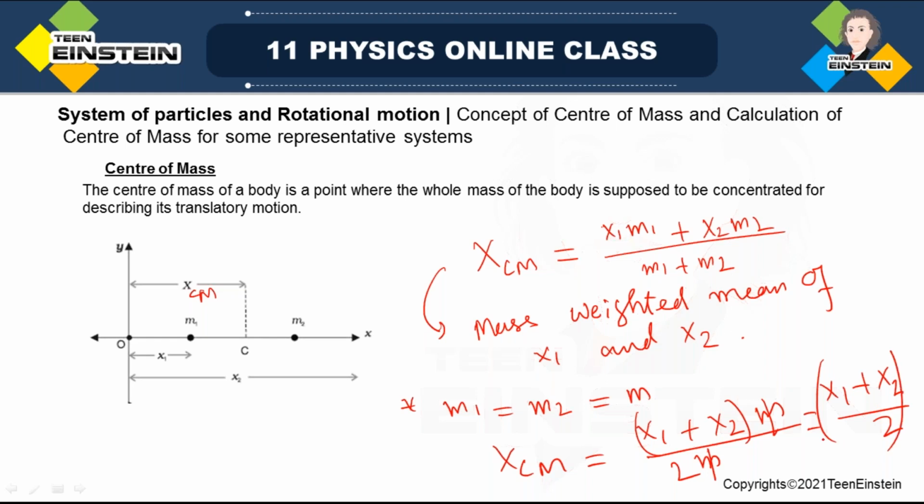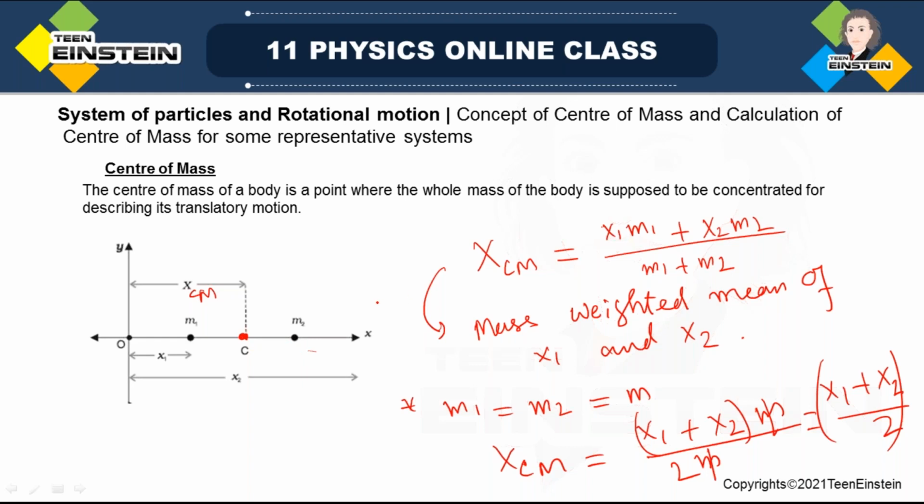So this is actually the mean position, or the middle position, of the distance between these two masses. So when the masses are equal in magnitude, the center of mass coordinate is exactly at the geometrical center of these two masses. At the middle of these two masses, there is the center of mass.